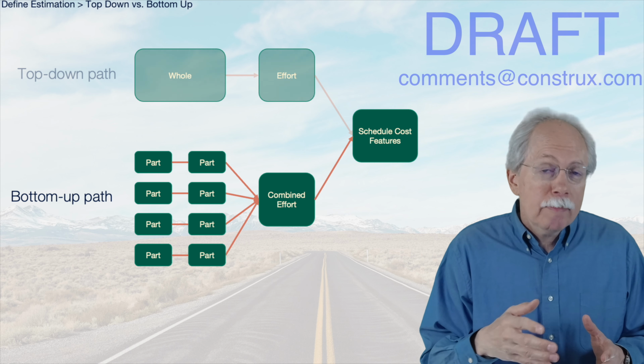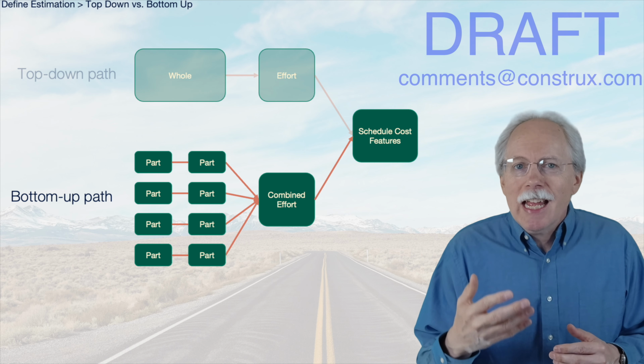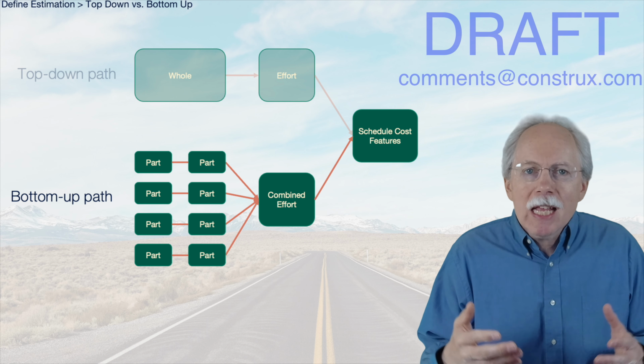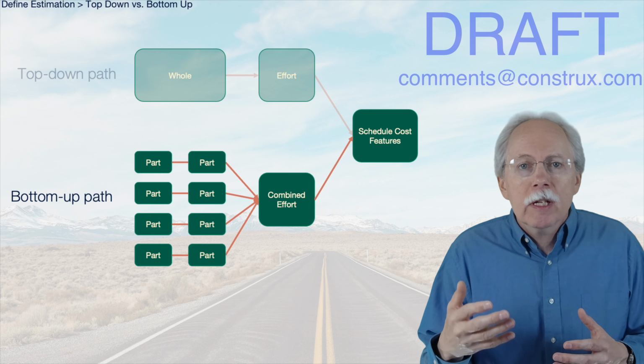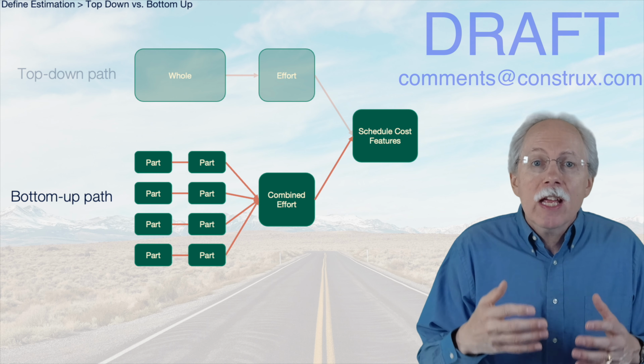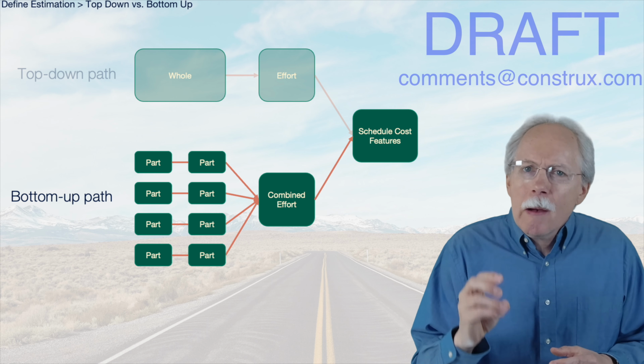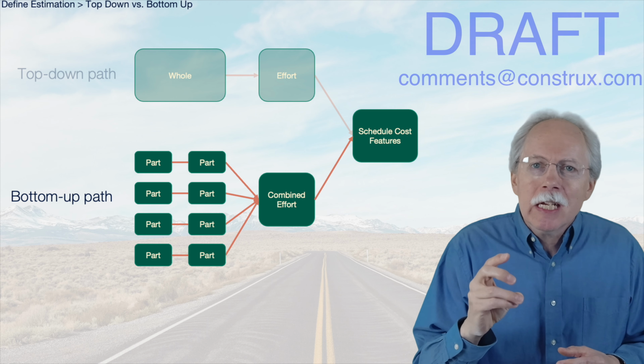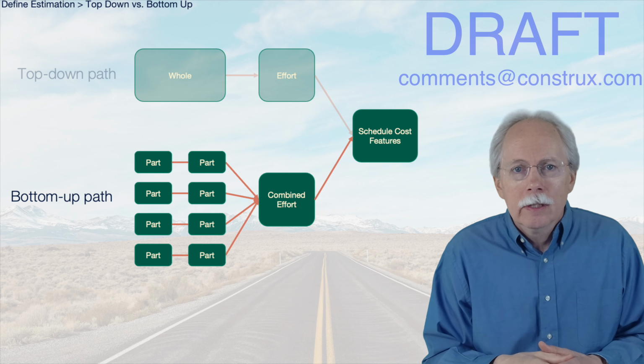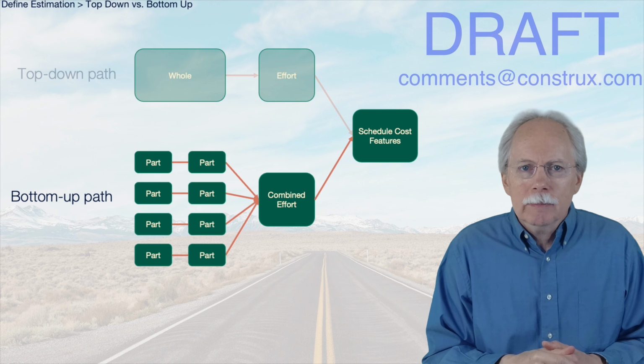Most people are familiar with the bottom up path. That is, we look at individual items and then we combine them to come up with an overall nominal effort that we can then derive a nominal schedule. This approach is very common. In fact, it's probably the most common way I see estimates being created when I go out to clients. They're only doing bottom up estimates.